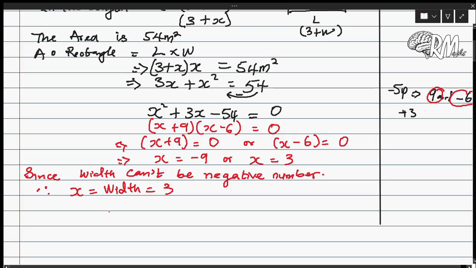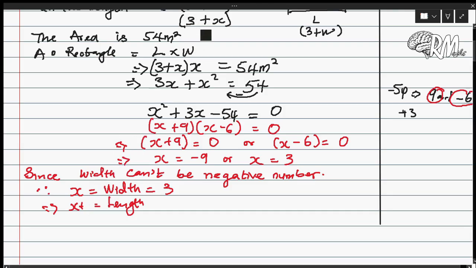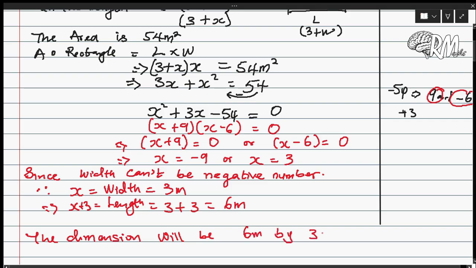So the width here is 3, then the length, which is x plus 1, sorry, not x plus 1, x plus 3, I made a mistake there, x plus 3, which equals 3 plus 3, which is 6 meter. So I put meter here. So the dimension will be 6 meter by 3 meter. So this is the final answer.